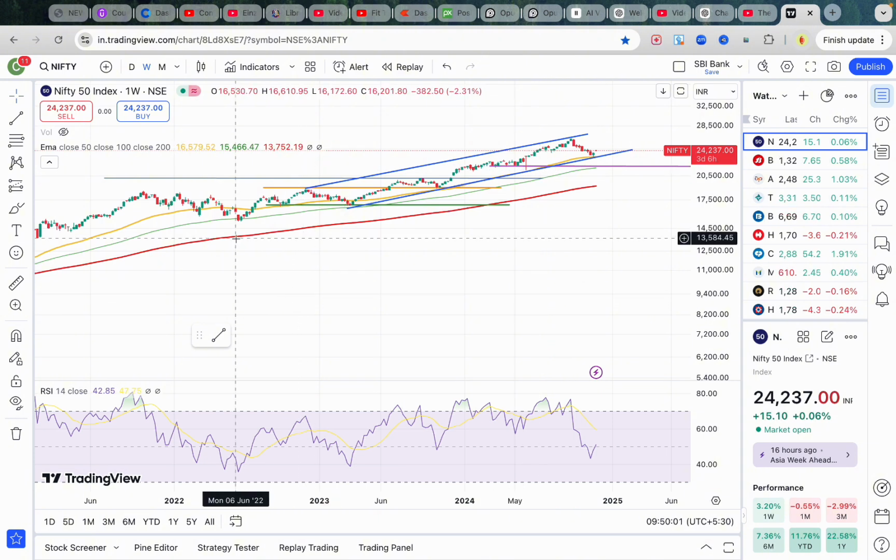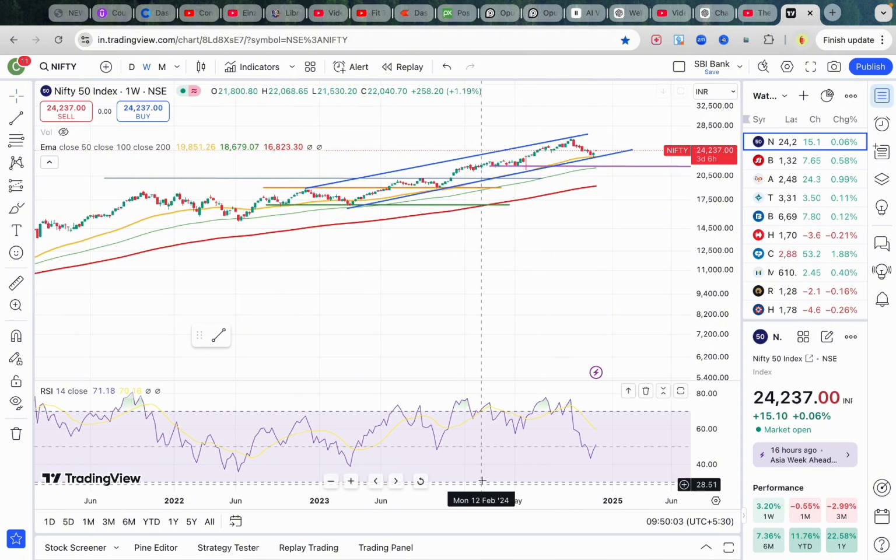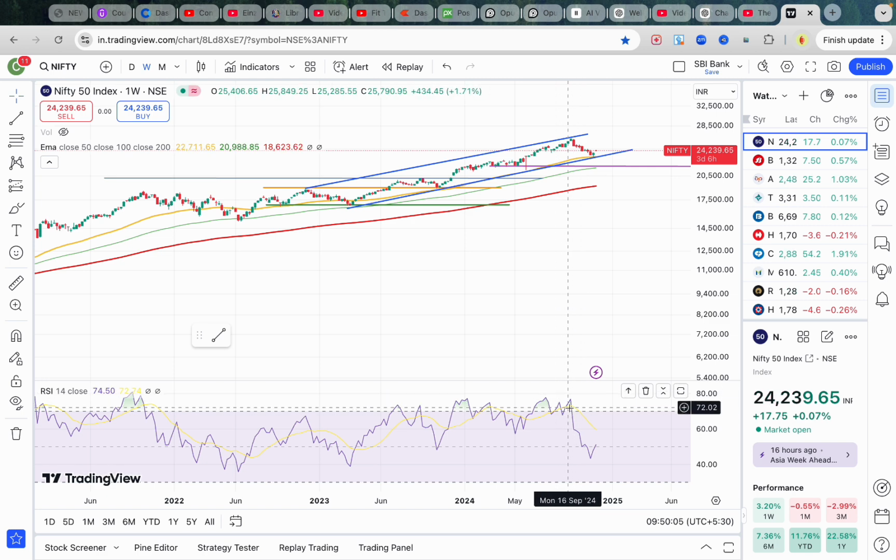Then there are moving averages, which I'll cover in a future video, and the RSI. So whenever the RSI, this is a 14 period RSI, it is the average of the last 14 periods, in this case for the last 14 weeks, right? And you can see the RSI is right there somewhere in the middle.